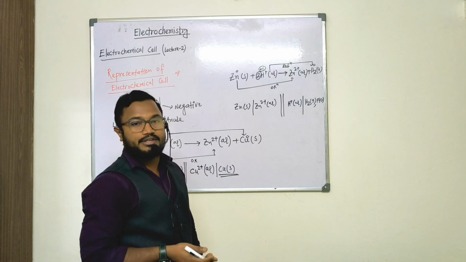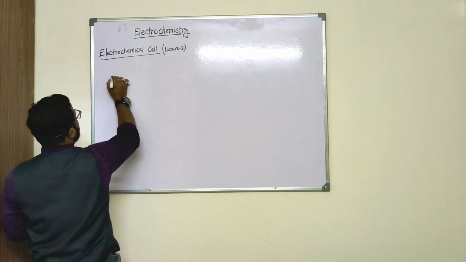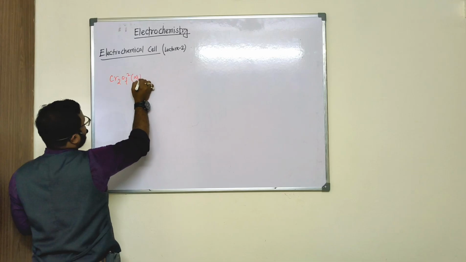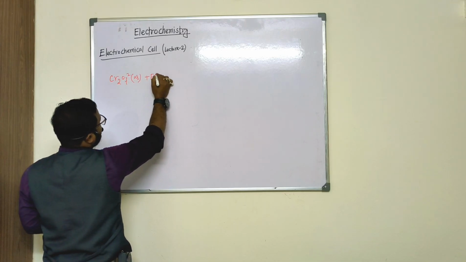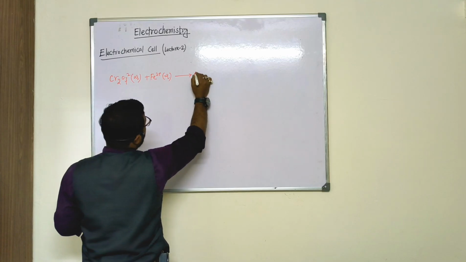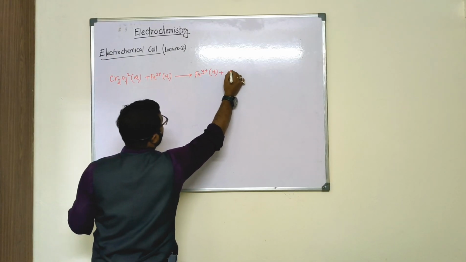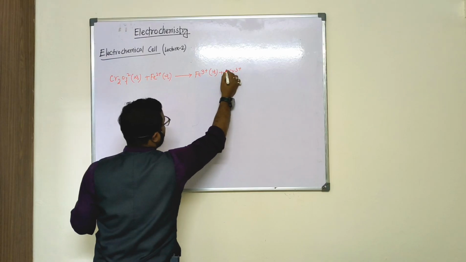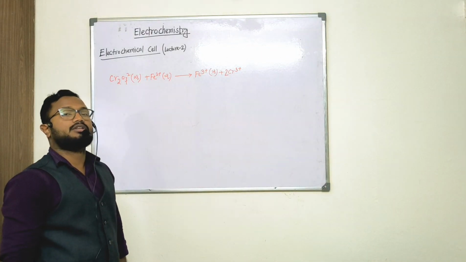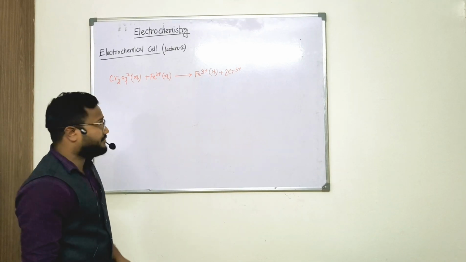Let us take a few more examples and we will write how to write down their equations. I am taking Cr2O7 2- aqueous. It is reacting with Fe2+ aqueous, giving the products Fe3+ aqueous plus 2Cr3+. Now we need to find out the oxidation state of the elements, where oxidation and where reduction is happening. Then we will decide everything.